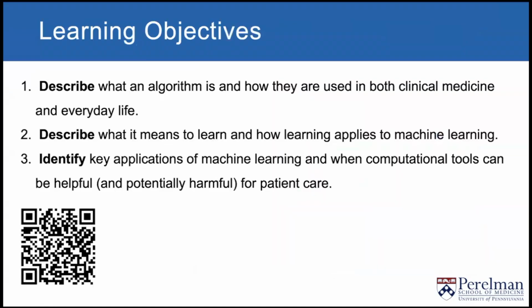The learning objectives for this module are, at the end, I hope you can describe what an algorithm is and how they're used, both in clinical medicine and everyday life. Hopefully you can describe what it means to learn and how this concept of learning applies to machine learning. And then hopefully you can identify potential key applications of ML and when these computational tools can be helpful and also potentially harmful for patients in hospital settings. This QR code is the same one as on the first slide, so there's nothing new here.